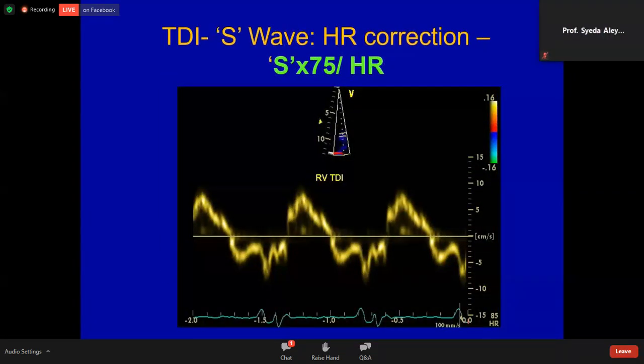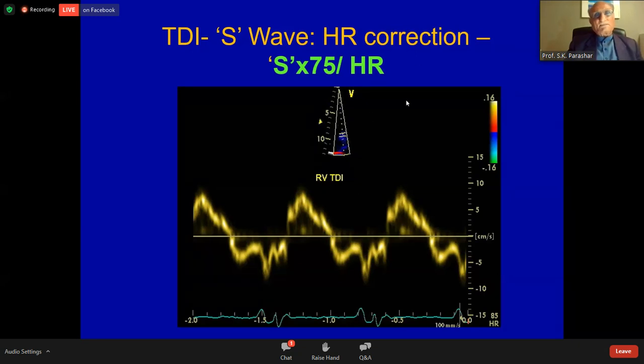Then the same applies for tissue Doppler imaging, which is again a longitudinal function, and sometimes it is heart rate dependent.